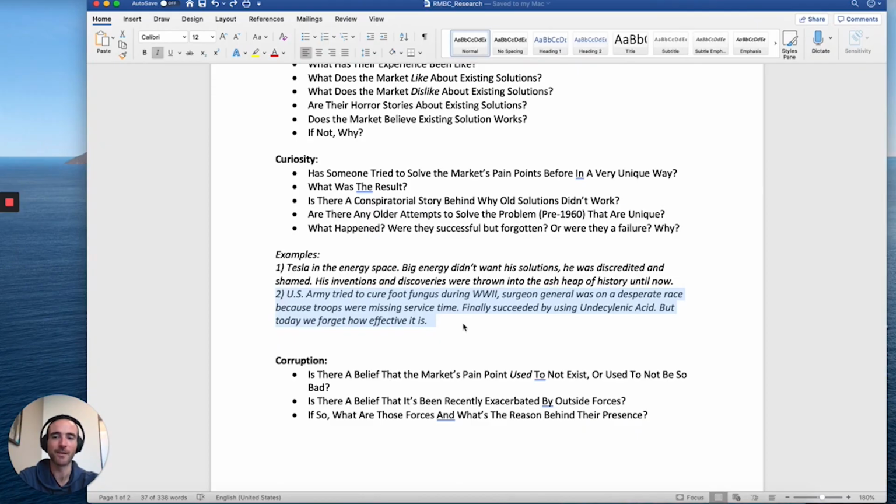could talk about the forgotten foot fungus treatment that helped the U.S. win World War II, or helped the troops win World War II, something like that. And that's a really interesting headline and hook and angle to take. And even though this ingredient isn't over the counter and stuff you can buy on Amazon right now, how do I make that sexy?